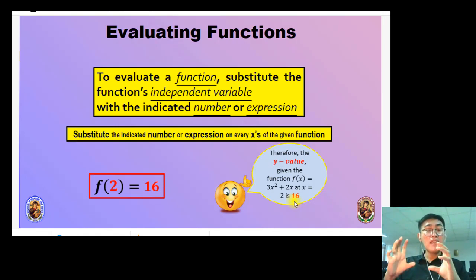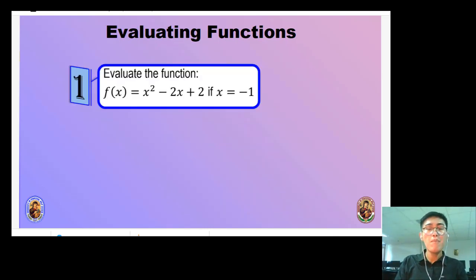You just substitute the given expression or value for the x's of the function. Okay? Next, let's take the first example. Evaluate the function f of x is equal to x squared minus 2x plus 2 if x is equal to negative 1. Again, to evaluate that, you just substitute the value negative 1 for every x that we have here. As we can see, we have 1, 2, 3 x's to be substituted with negative 1. Right, so let us substitute.